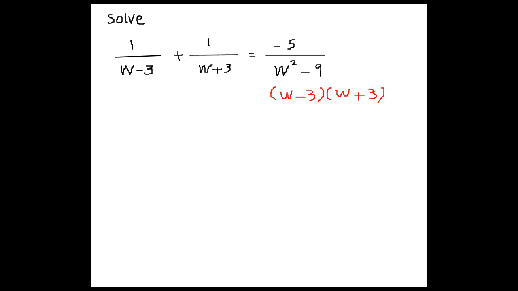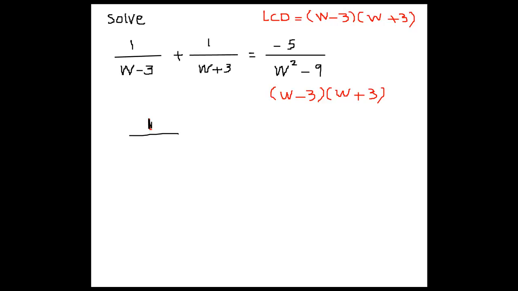Find the LCD. Okay, what is it? What is that? Which is w minus 3 times w plus 3. Okay. Very good. Samantha, can you tell me what are you going to do with this information? What I'm going to do with this LCD that I found? What do I have to do with that? You're going to multiply the top and the bottom by the LCD.